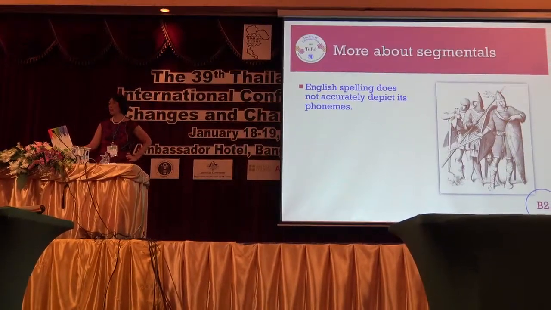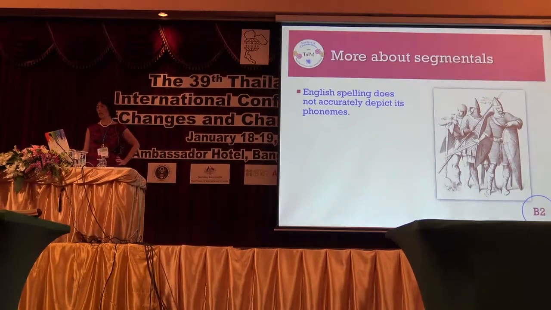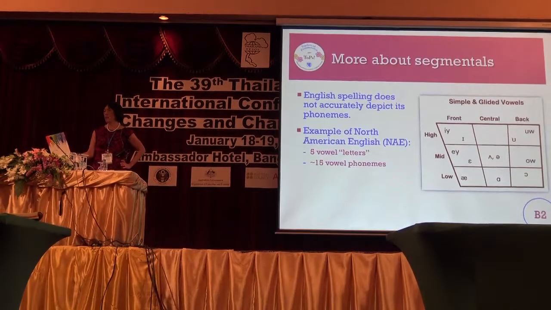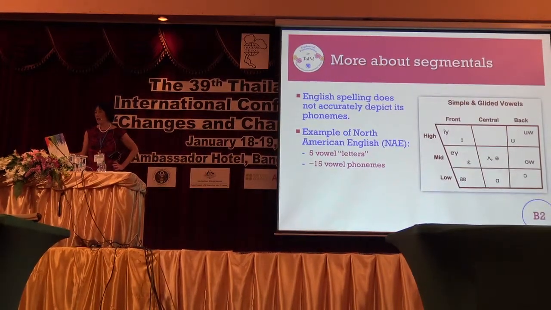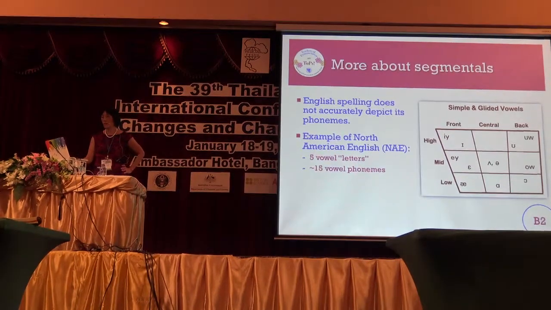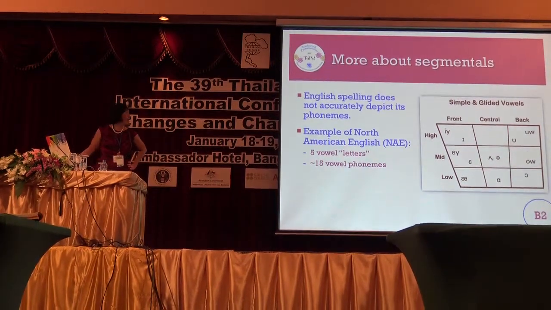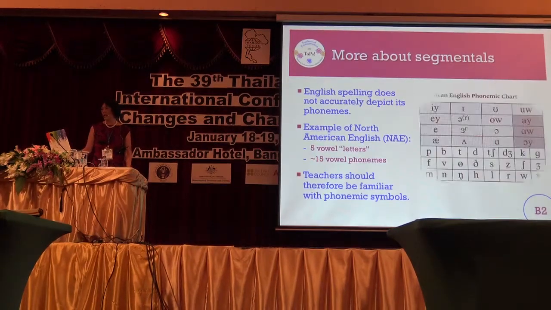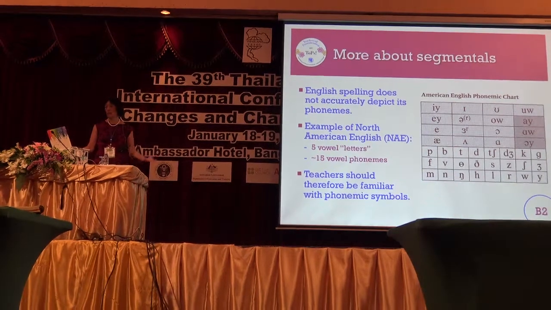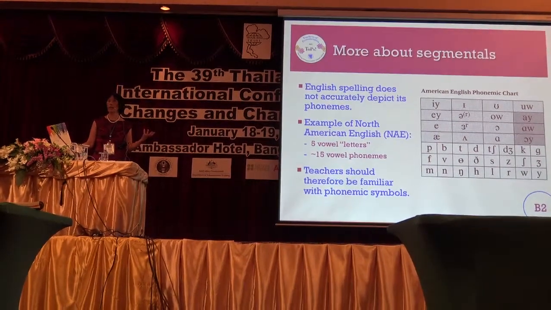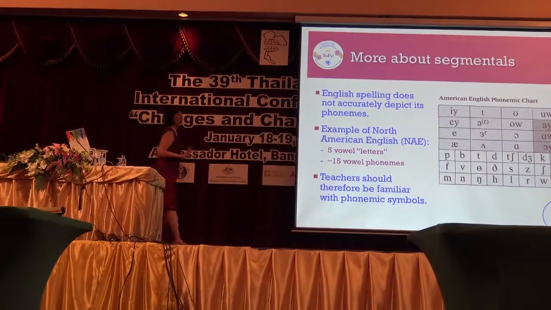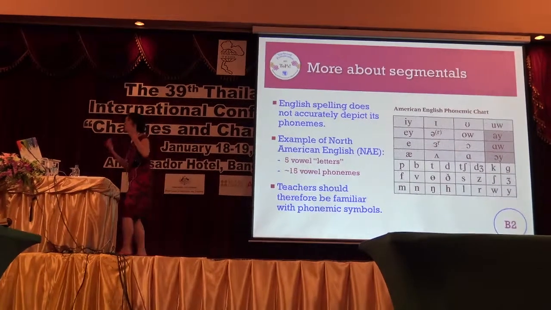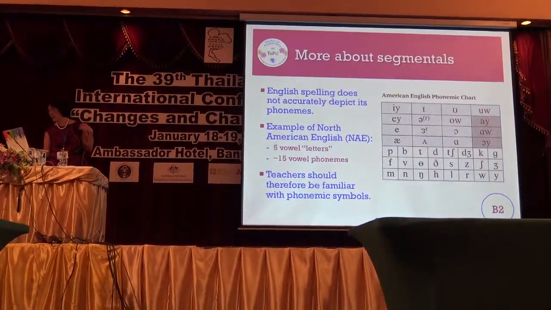More about segmentals. English spelling does not actually predict its phonemes. So, for example, in North American English, we have only 5 vowel letters, but 15 vowel phonemes. That looks like that kind of chart, right? Teachers should therefore be familiar with phonetics to help our students. That doesn't mean we have to use it with our students, because we have to consider what level they're at in terms of their proficiency and understanding.